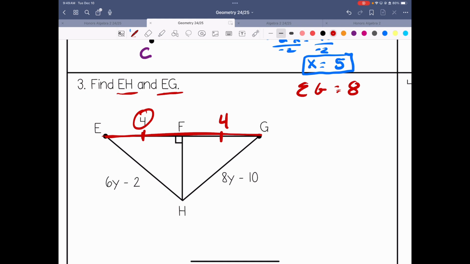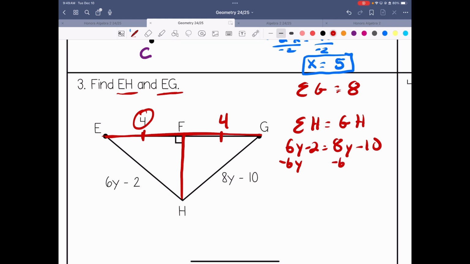Now, because that's a perpendicular bisector, then we know that EH has to equal GH. So 6y minus 2 has to equal 8y minus 10. I'm going to subtract 6y from both sides and add 10. That gives me 8 equals 2y. Divide by 2, you get y is equal to 4.